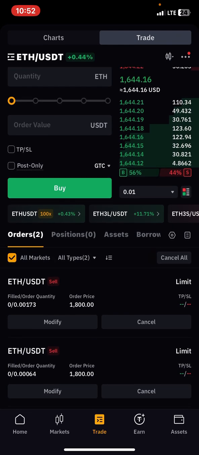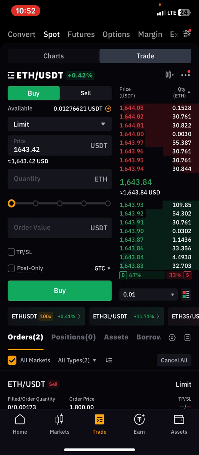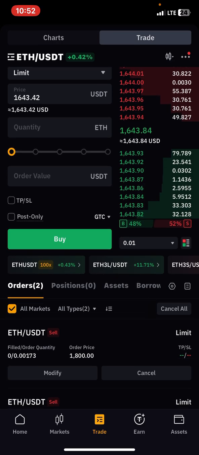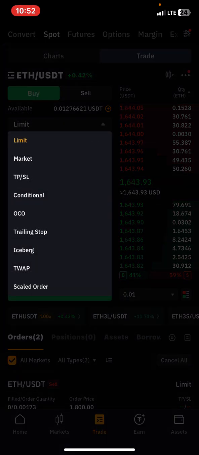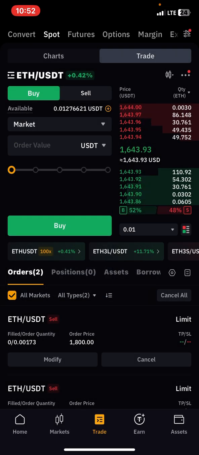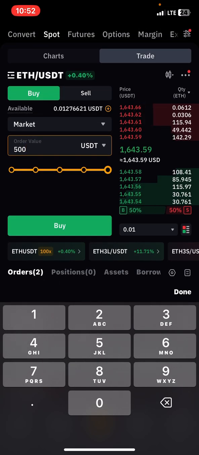But how do you know when it's time to buy and when it's time to sell? This is very simple. Take the spot market, very simple. Look, this is the Ethereum price right now. You just come to this order section and click on market order. Maybe you want to use $500 and just buy Ethereum, but I don't have that amount on this account. If you are buying at this particular price, because we are using market price right now, we are buying at this 1,600.